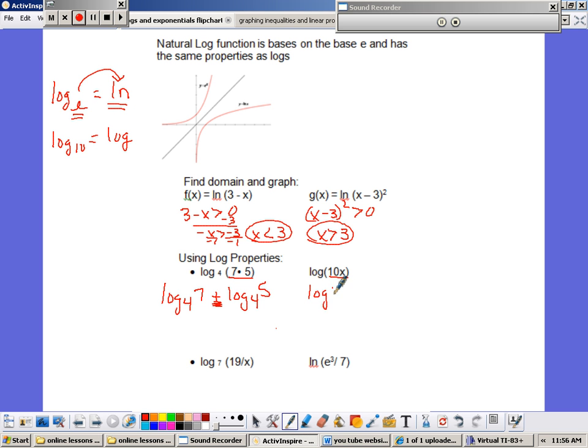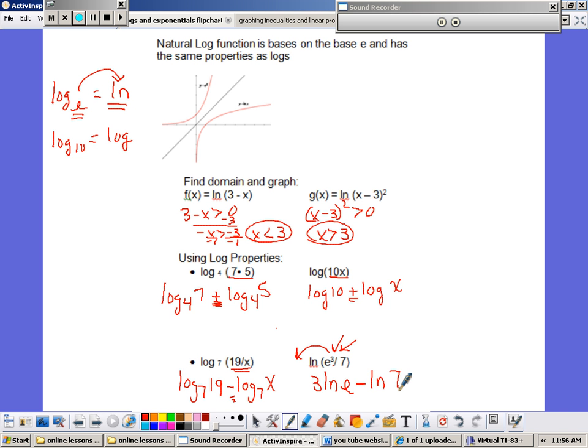Multiplying, I can split them apart with an addition. Dividing, I can split them apart with a subtraction. Raising to a power and dividing: for raising, the power comes out front. And for division, I subtract when I split them.